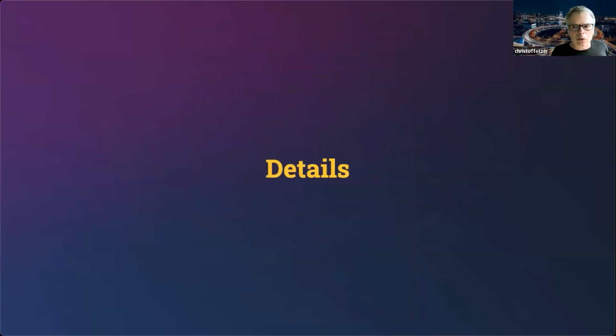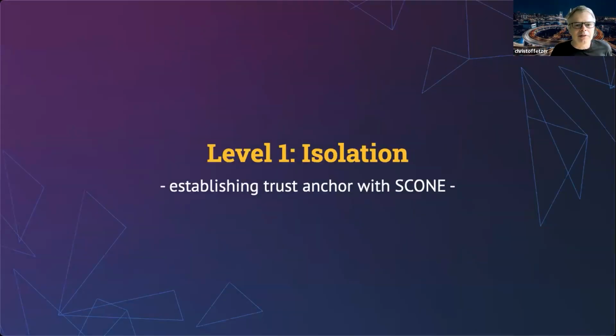And let me go now through that approach. I have a few more minutes, so I have some details on how exactly that is done. First level is isolation. We isolate the different services of our application. We make sure that the infrastructure provider cannot access our memory, our files. And we do that using confidential computing.